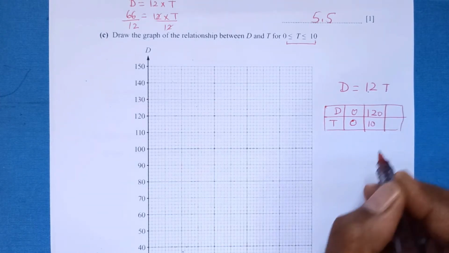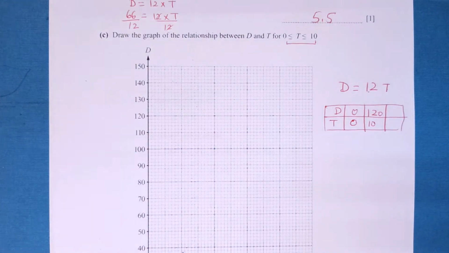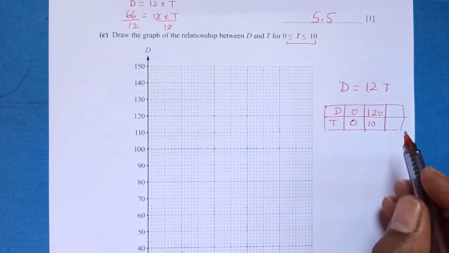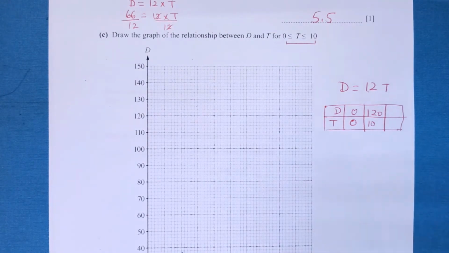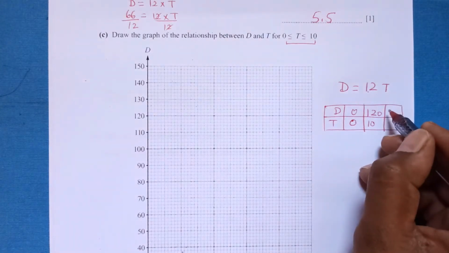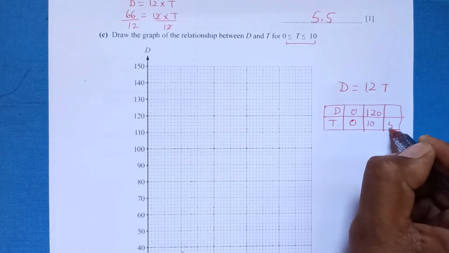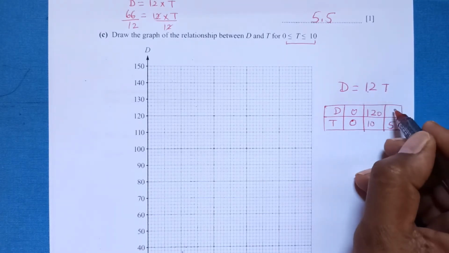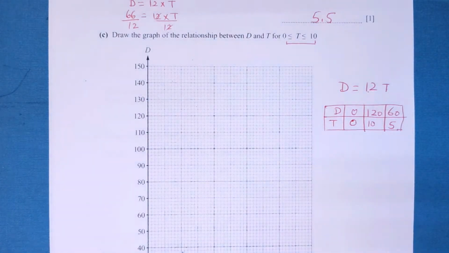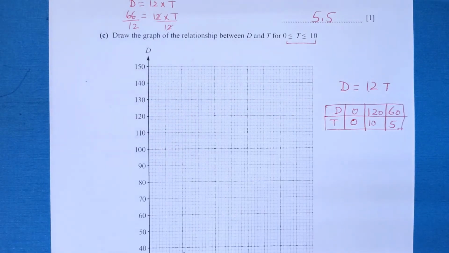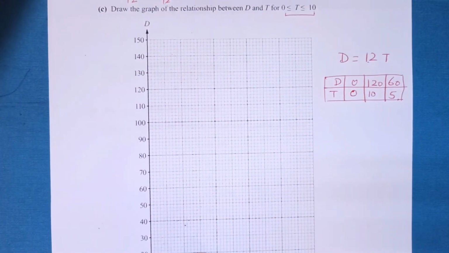Okay, so you can take another value, but even two values are enough. Let's say this is T here, so I can just take, let's say, 5 here. If T is 5, then D will be 12 times T, that is 60. So the question is to draw the graph, so we need to draw the graph of this with these values.